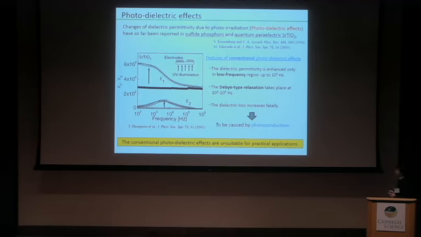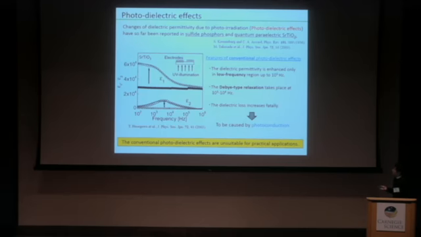Photodielectric effects are the changes of dielectric permittivity induced by photoirradiation. These effects have been reported so far in sulfide, phosphate, and paraelectric strontium titanate. Let me summarize the features of conventional photodielectric effects. This figure shows the frequency dependence of the real part and the imaginary part of dielectric permittivity in strontium titanate.